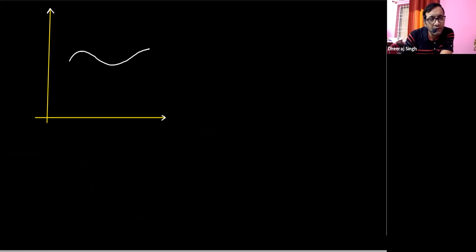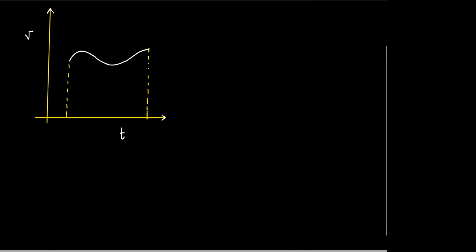It's going like this. This is velocity and this is time. Can you prove that the displacement in this case also is the area under this curve? Can you try proving that? Try proving it. You don't need any integration or anything like that.